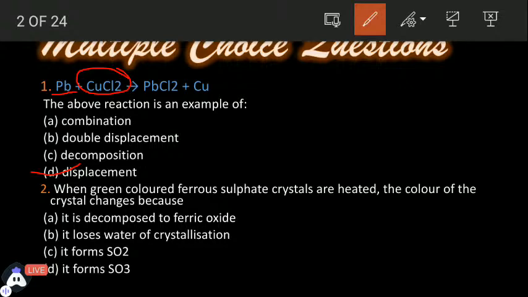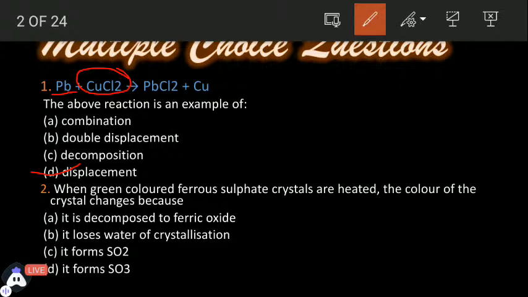Moving ahead to the next question. When green colored ferrous sulfate crystals are heated, the color of the crystal changes because there are 4 options. When we are heating the ferrous sulfate crystals, we know that the color of the ferrous sulfate crystals is green. And when they are heated, the color of the crystal changes. What is the reason behind the change in the color? A. It is decomposed to ferric oxide. B. It loses water of crystallization. C. It forms sulfur dioxide. Or D. It forms sulfur trioxide.